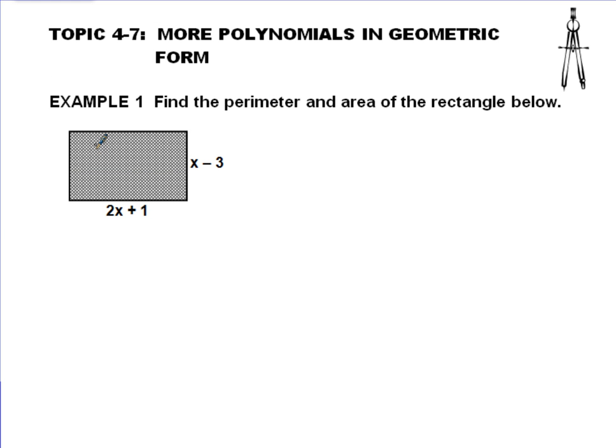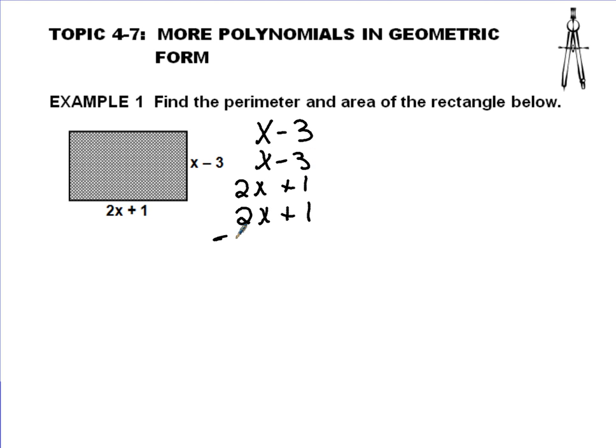Okay, this is topic 4-7, example 1. To find the perimeter of the rectangle, we're going to add all four sides. So I've got this side and this side, this side and this side. So that's x minus 3. I'm putting it twice. 2x plus 1.